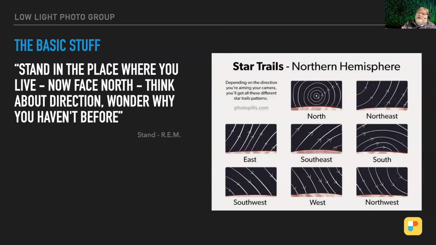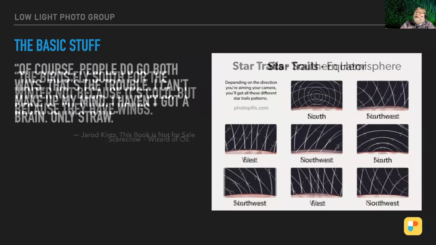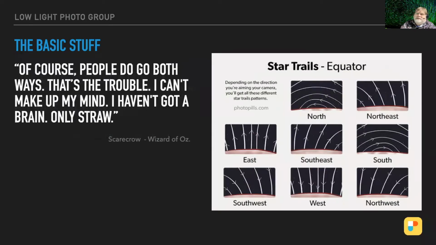Now, when you're planning out your compositions for your star trails, it's important to point the camera in the right direction and work with whatever that's going to help you out with. If you've got cloudy skies in the north, turn the camera to the south. If you've got cloudy skies to the south, point the camera to the east, and so forth. And of course, you get different views on different points of the globe. In the southern hemisphere, it's basically the opposite. And if you're on the equator, it looks a little bit different.